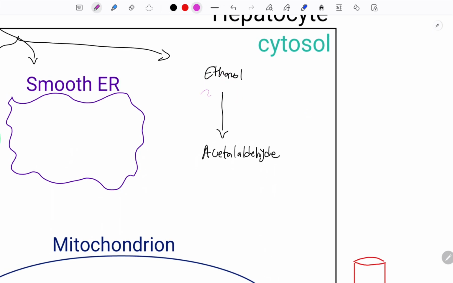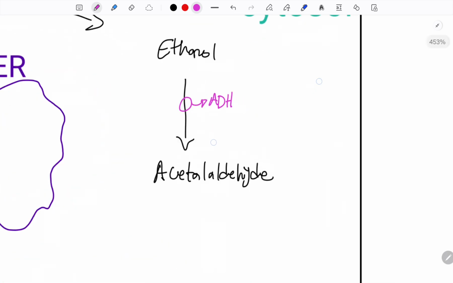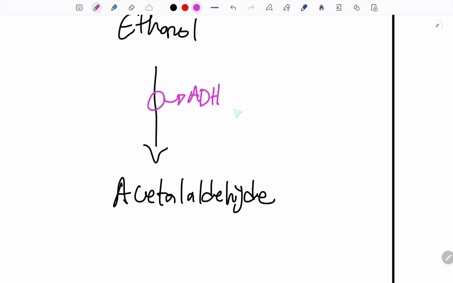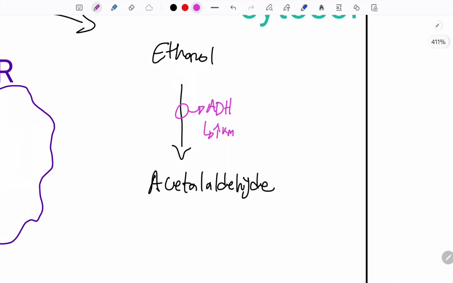Now, there is an enzyme that actually converts this ethanol into acetaldehyde inside of the cytosol. And that one's actually called alcohol dehydrogenase. Alcohol dehydrogenase. You can also find this in the gastric mucosa as well. The alcohol dehydrogenase has a relatively high Km, as compared to any of the other enzymes that we'll talk about when it comes to oxidizing ethanol. And it has a Km of about 1 millimole, or you can call it 5 milligrams per dL.